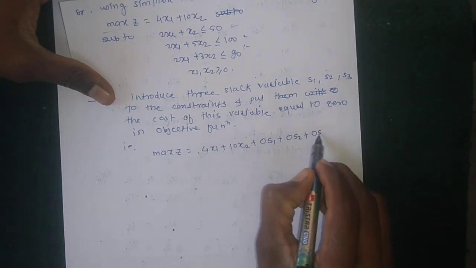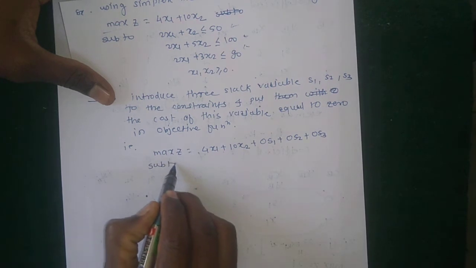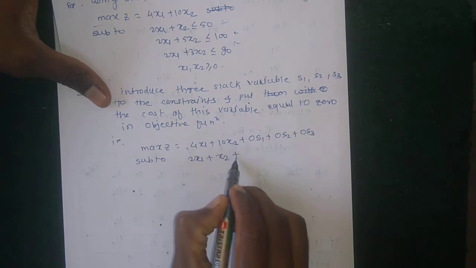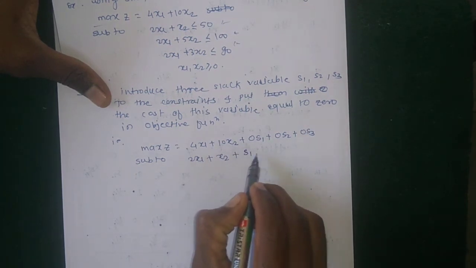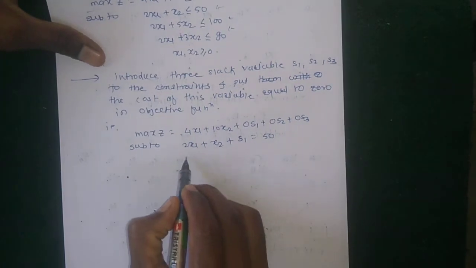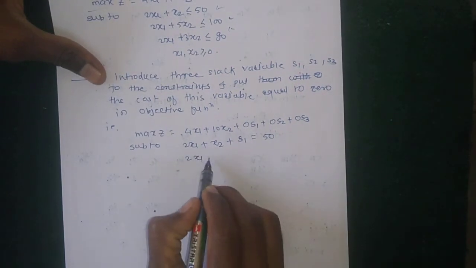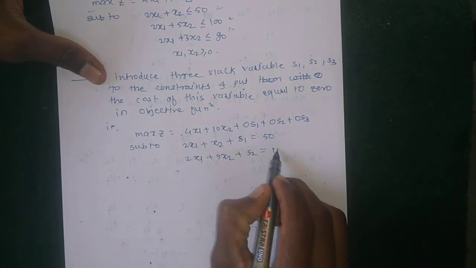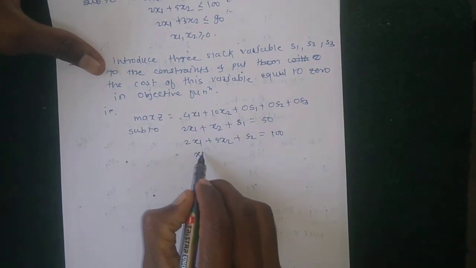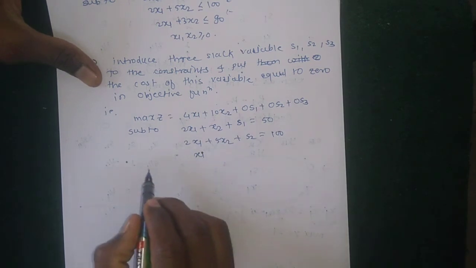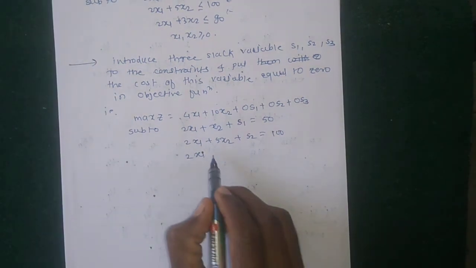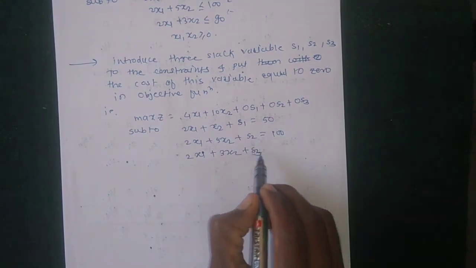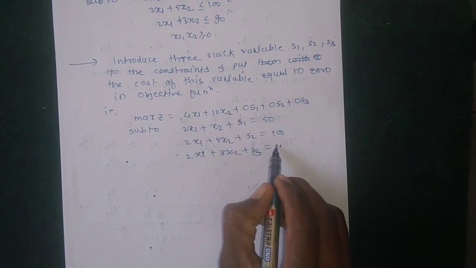0s2 + 0s3, subject to the constraints 2x1 + x2 + s1 = 50, then 2x1 + 5x2 + s2 = 100, and the last is also 2x1 + 3x2 + s3 = 90.